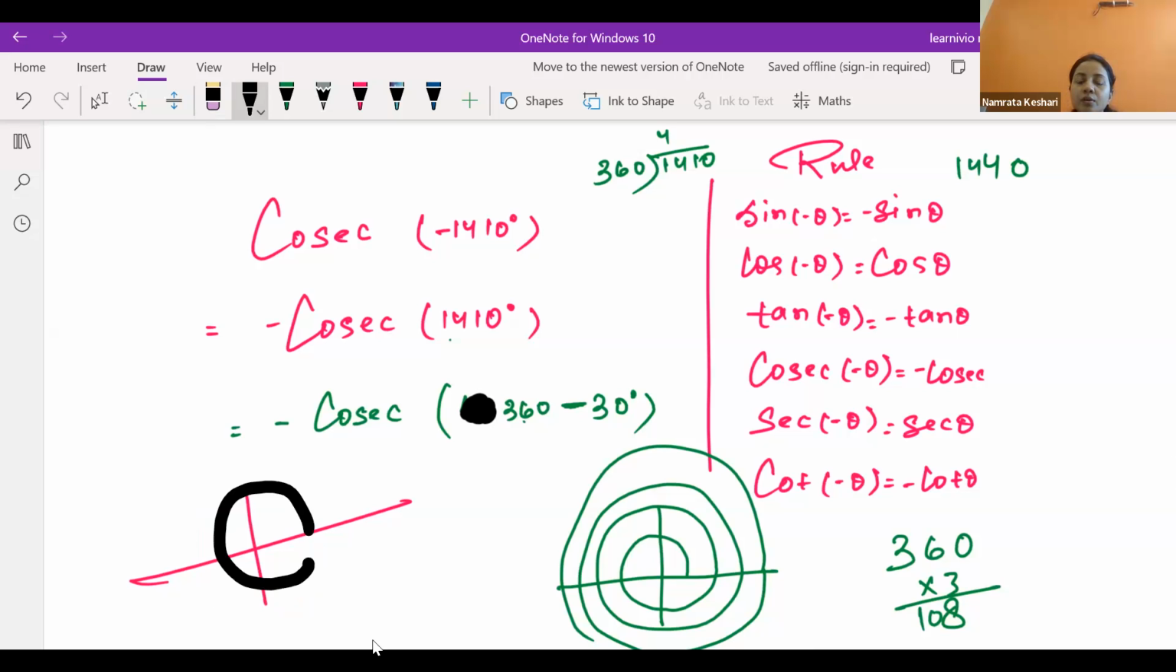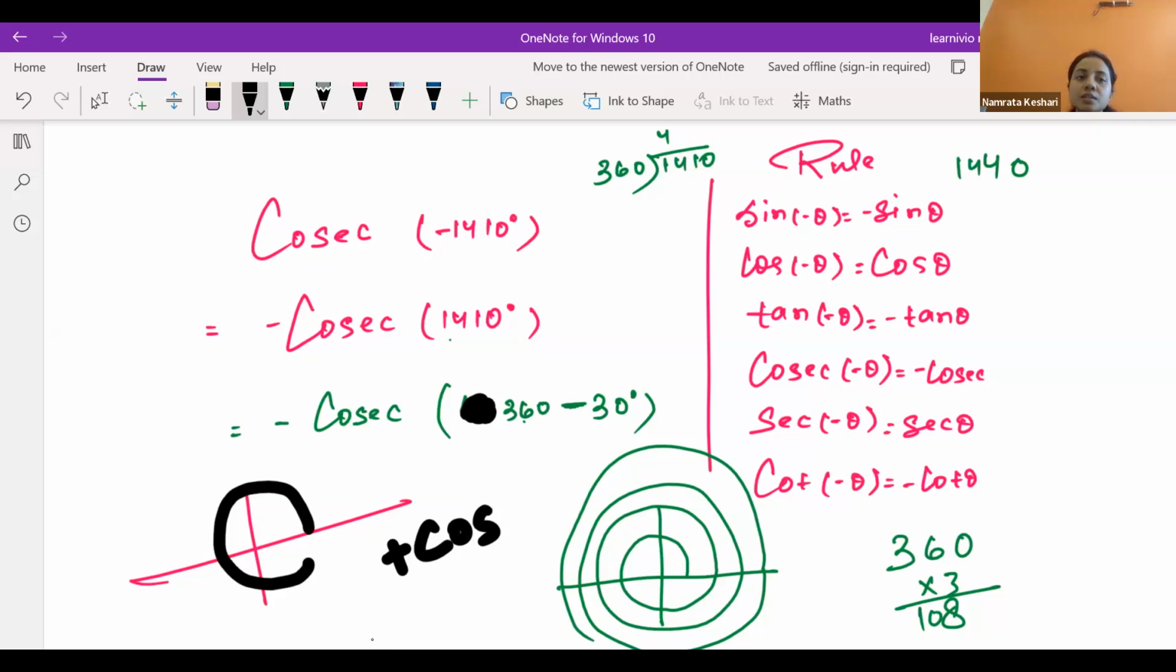Okay, so this is just about the fourth time. That means we are still in the fourth quadrant, right? Yes, ma'am. In the fourth quadrant, what is positive? Cos is positive, right? Yes, ma'am. So this cosec will generate a negative result. Will conversion be there or not? Will cosec change to sec or not? No, it will not change.